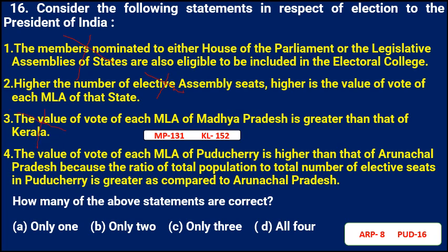Now let us see the fourth statement. The value of vote of each MLA of Puducherry is higher than that of Arunachal Pradesh, because the ratio of total population to total number of elective seats in Puducherry is greater as compared to Arunachal Pradesh. Yes, this statement is correct. See here, Arunachal Pradesh MLA vote value is 8, Puducherry MLA vote value is 16. So only one statement, that is the fourth statement, is correct. Answer is A, only one is correct.